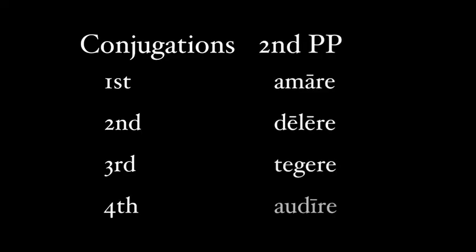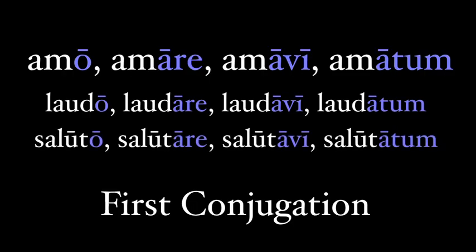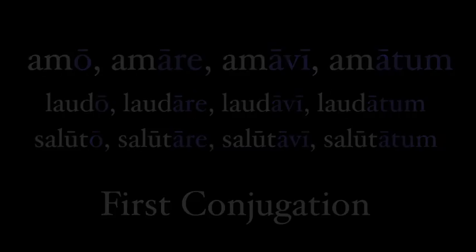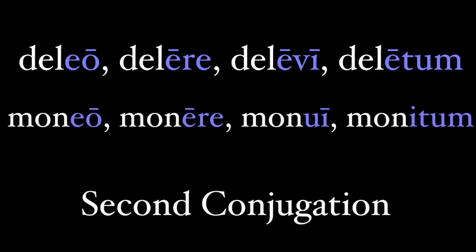Latin has 4 main groups of verbs called conjugations. We sort the verbs based on the ending of the second principal part. Verbs in the first conjugation end in a long ARE, like amo, amare, amavi, amatum. And if you look at the principal parts for many of these verbs, they will end in O, ARE, AVI, ATUM. Second conjugation verbs end in a long ERE, like deleo, delere, delevi, deletum. Notice how the E is present in all principal parts of this verb. Often, though, second conjugation verbs will look like moneo, monere, monui, monitum, where the E is present in the first 2 parts, but not the last 2.